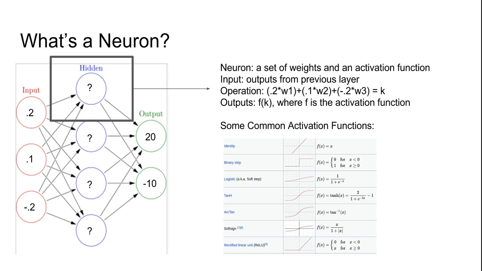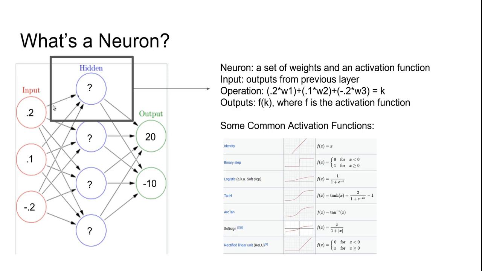To talk about this a little more, you need to understand what a neuron is doing. A neuron really is just a set of weights and an activation function. It takes in input from the outputs of the previous layer. So for your first hidden layer, it takes in your input vector.